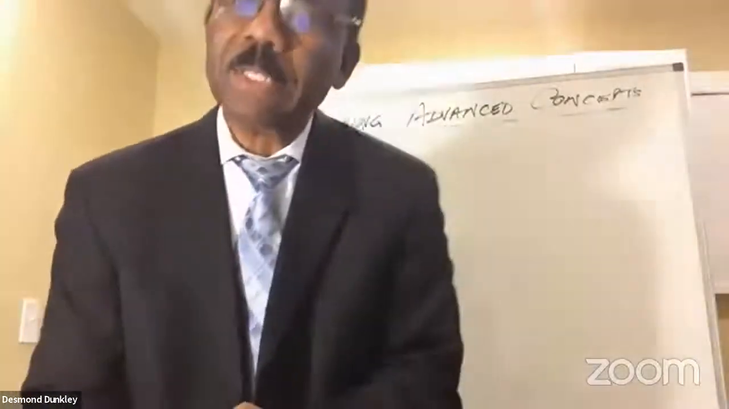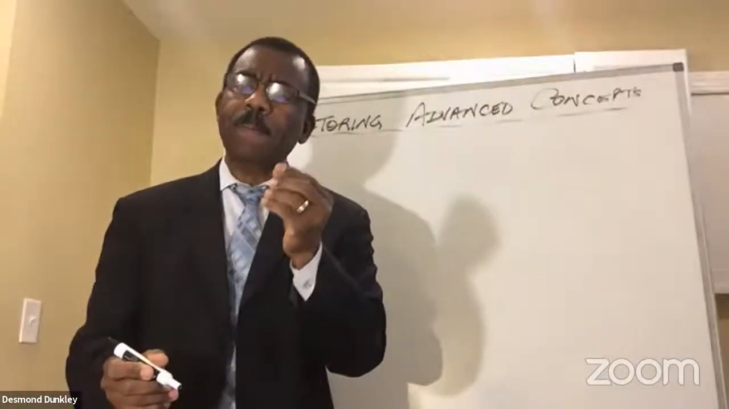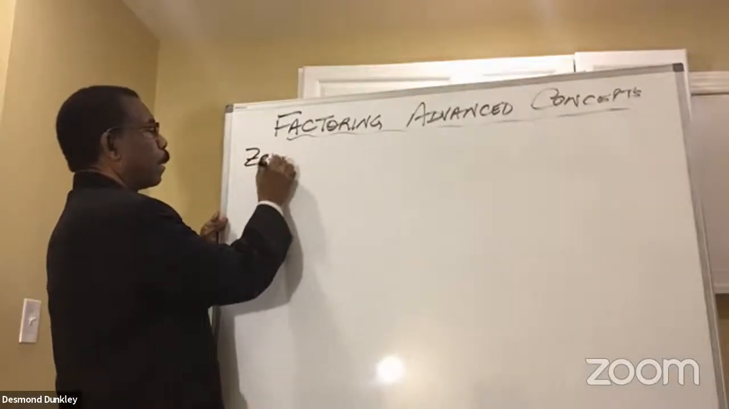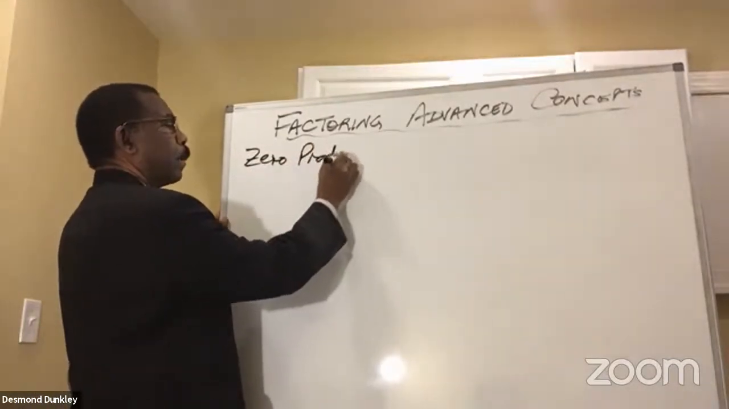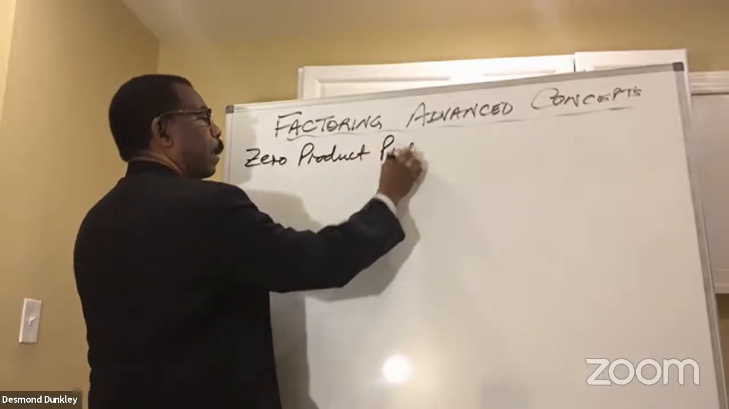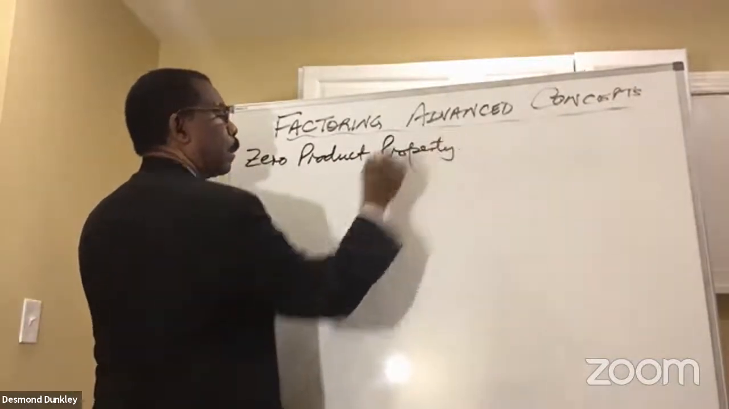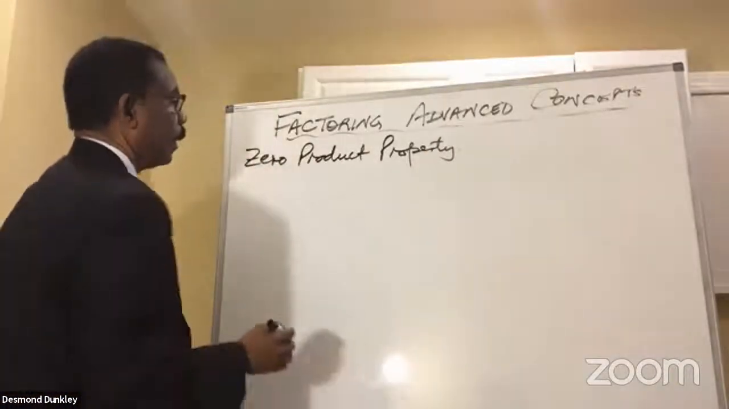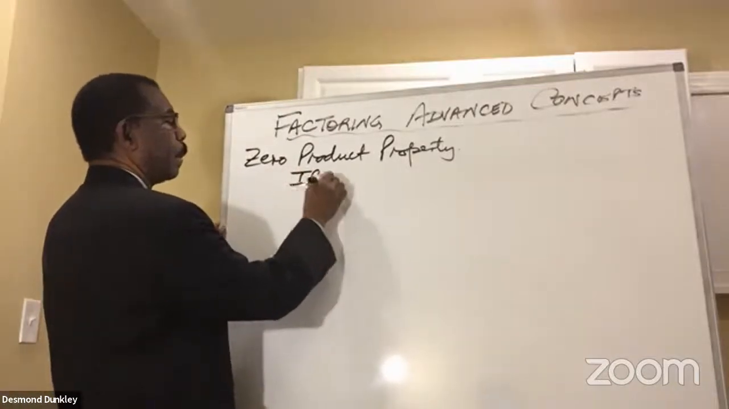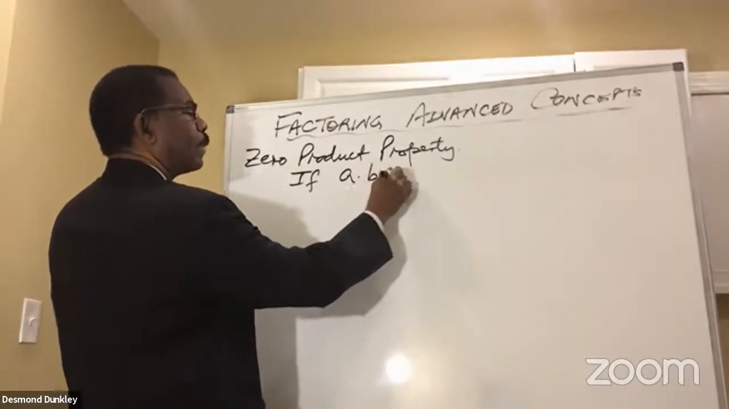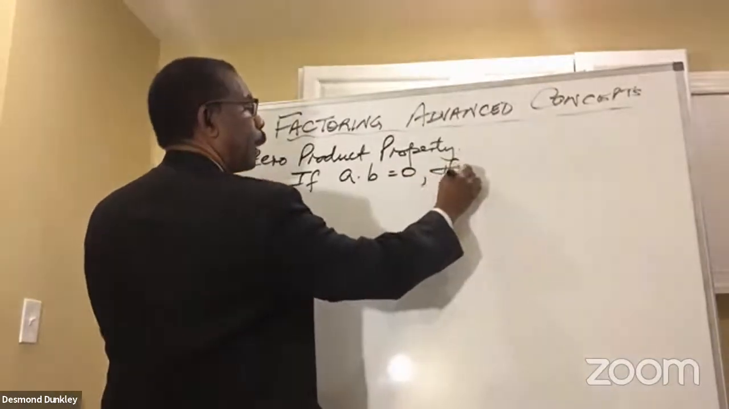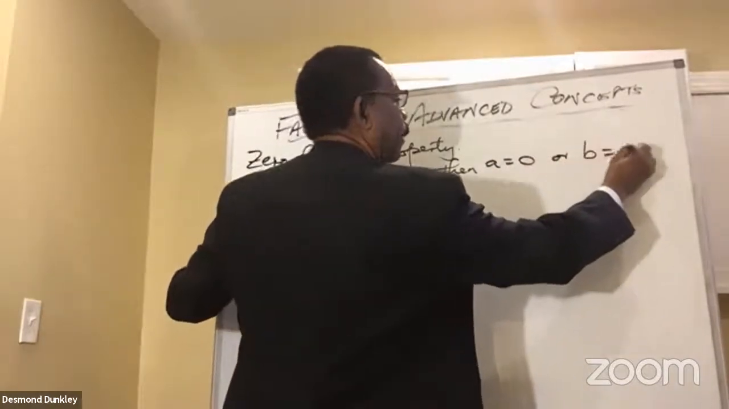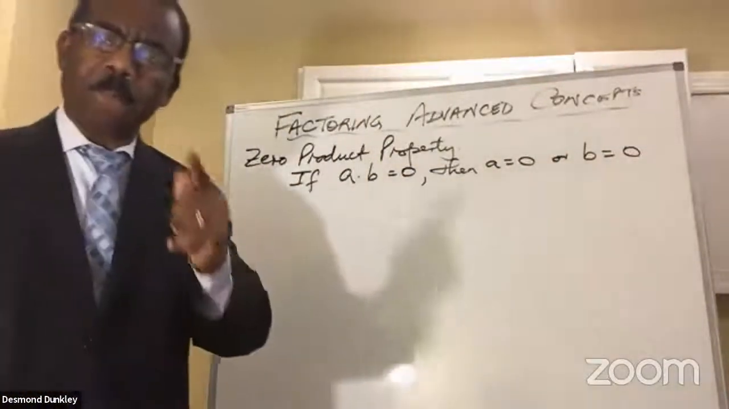So in a previous lesson, we talked about the zero product property. Based on that, we know that if A times B is equal to 0, then A is equal to 0 or B is equal to 0. I'm just repeating that fact for you.